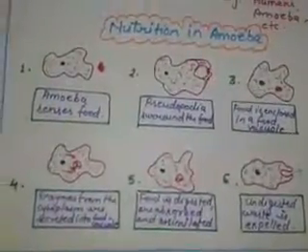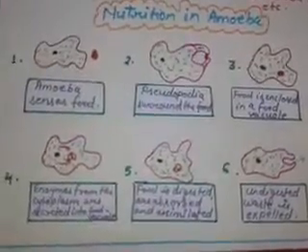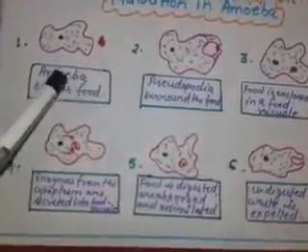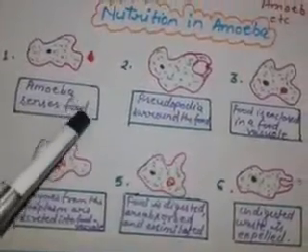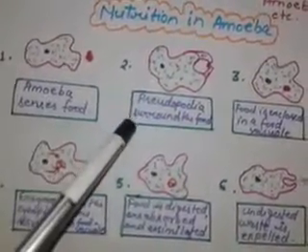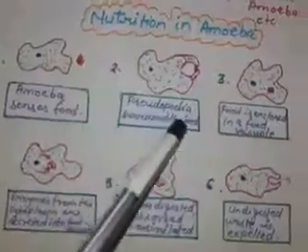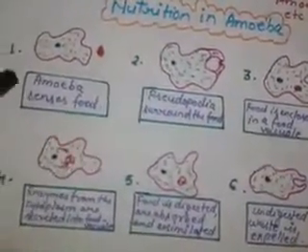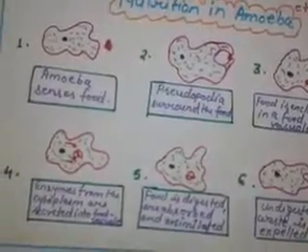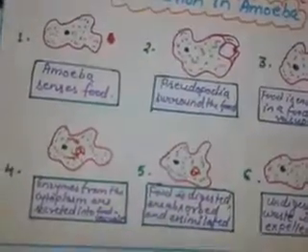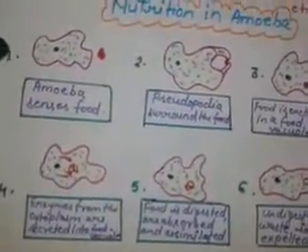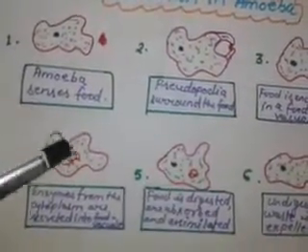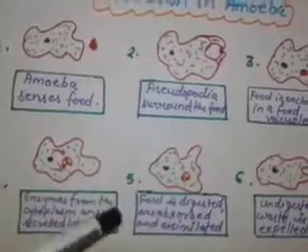Now next is nutrition in amoeba. Students, with the help of this diagram, you can easily understand how amoeba obtains its food, step by step. We know that amoeba also shows holozoic mode of nutrition. Now we can see how amoeba obtains its food.